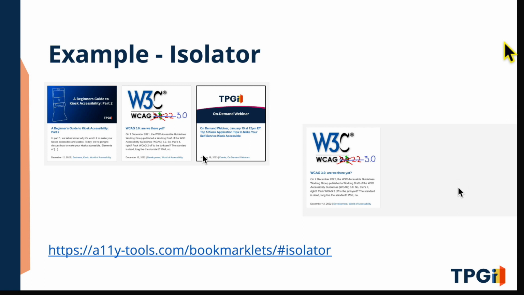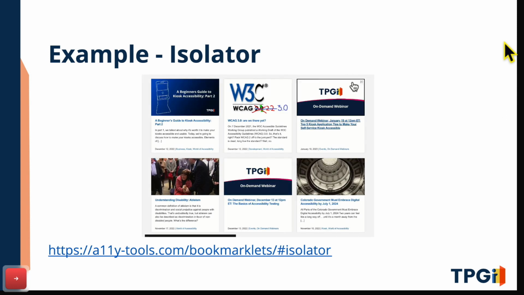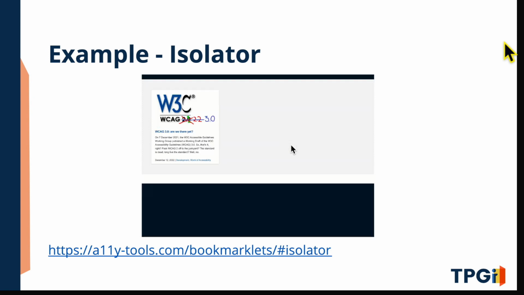Depending on the tool you use for audits, you may be unable to limit a diagnostic scan to specific parts of a page. This tool, Isolator, allows you to isolate any section or component of a page before you run diagnostic tools. This helps to further remove some noise from results that may not be related to the section that you're interested in. Here's an example of the tool in use where I'm selecting a card from the TPGI blog.